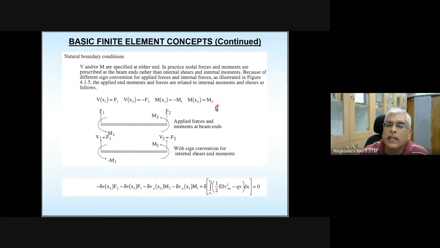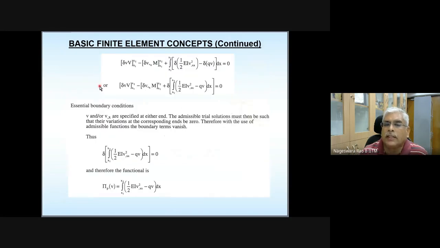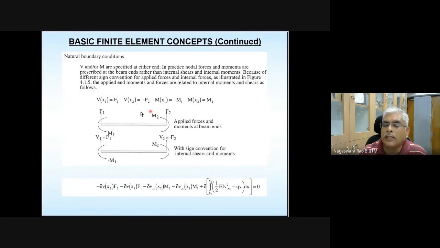So once you have these relations, you can plug them into this equation: V evaluated at x1, V evaluated at x2, M evaluated at x1, M evaluated at x2. So plug all this information into that equation, you get this one. Quickly take a note of this. Any questions here? Any questions?